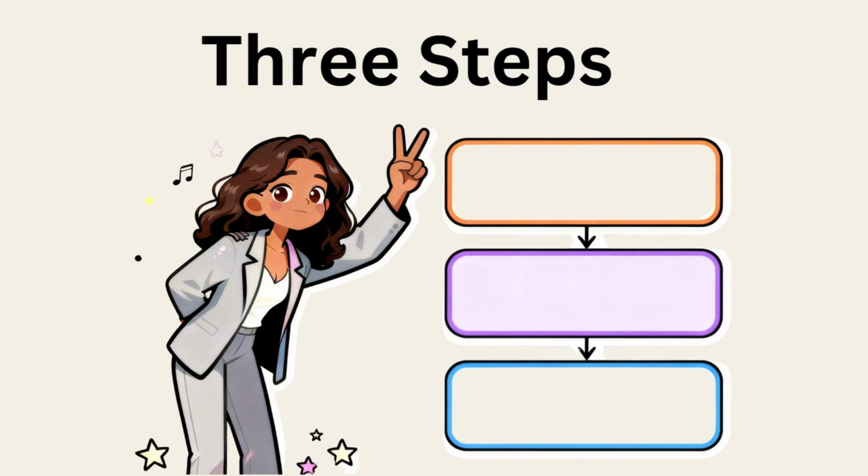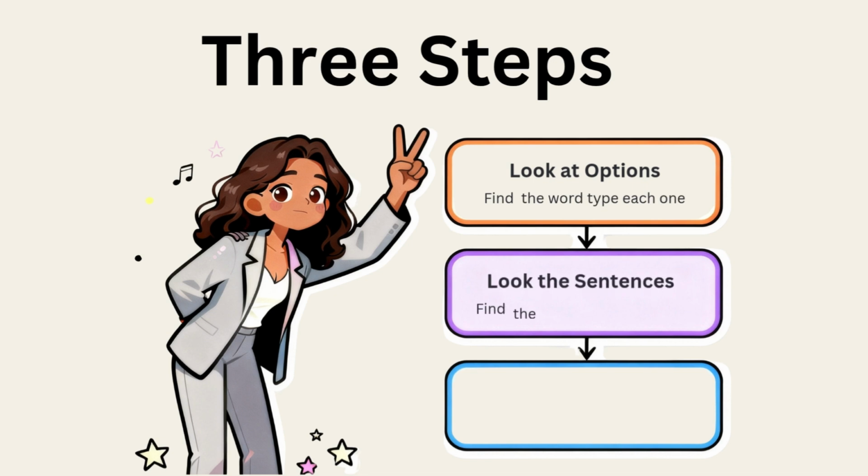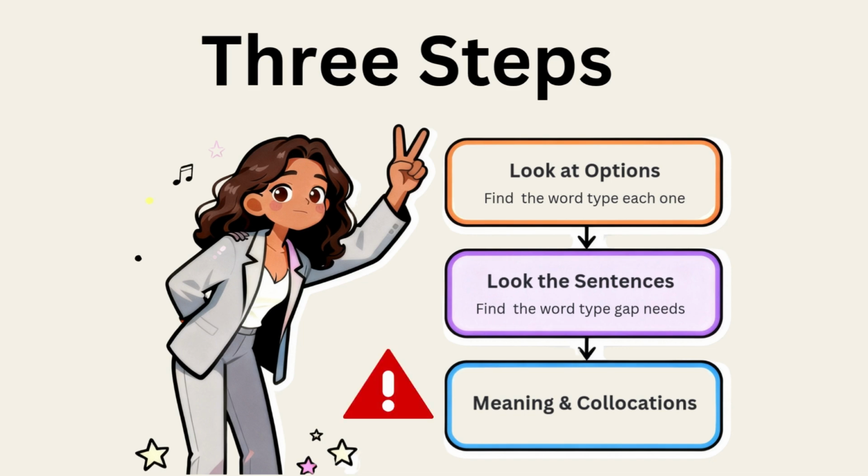So every filling the blanks question follows the same basic process. 3 steps, and this is important. Think order every time. Step 1. Look at the options and find the word type of each one. Step 2. Look at the sentence and figure out what type the gap needs. And step 3. Only if you are still stuck between 2 options, think about meaning and collocations. That's it. 3 steps.